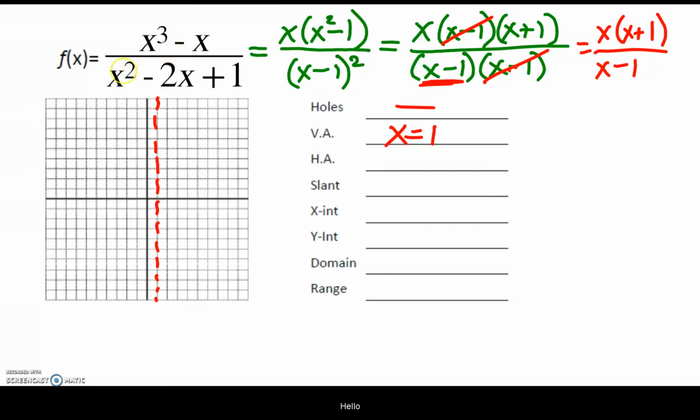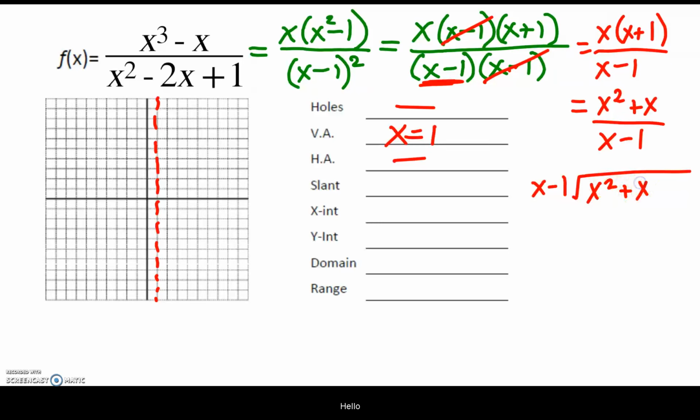Now it's nice because we don't have to deal with this big equation that we started out with. We just now have this one over here that we've already simplified. Let's multiply that back out for purposes of dividing. We have x squared plus x over x minus 1. Slant asymptote, I need to do the long division here. So I'm going to divide x minus 1 into x squared plus x.